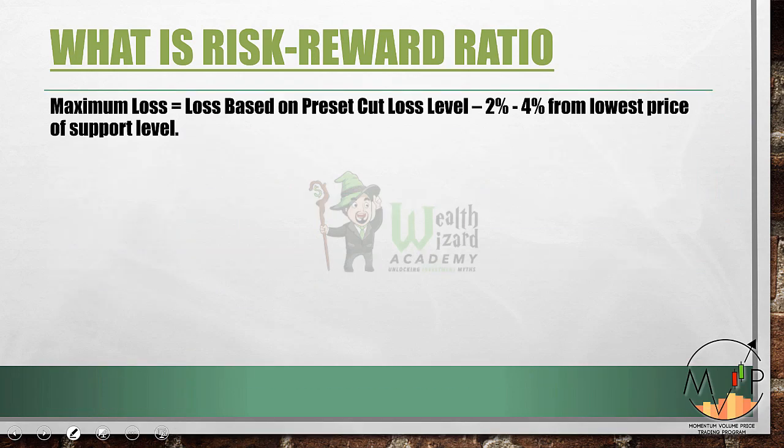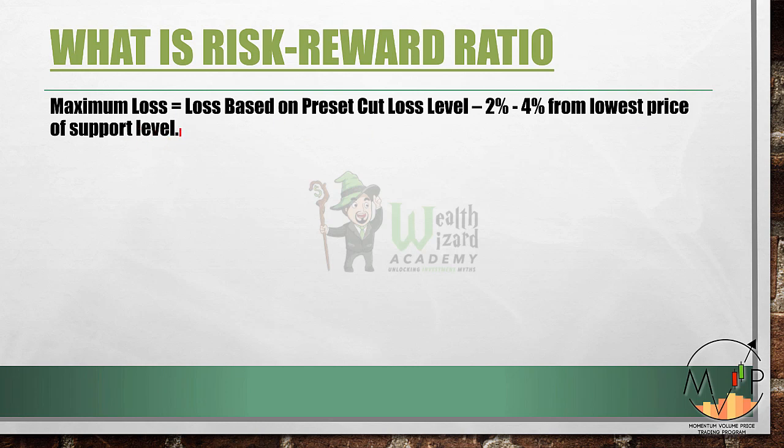So in risk reward ratio, if you remember what I mentioned to you all earlier, whenever we want to set a cut loss, I always say loss is based on a preset cut loss level, which in the workbook I would have mentioned as 3% to 4%, but 2% to 4% is still acceptable. So 2% to 4% from the lowest price of the support level.